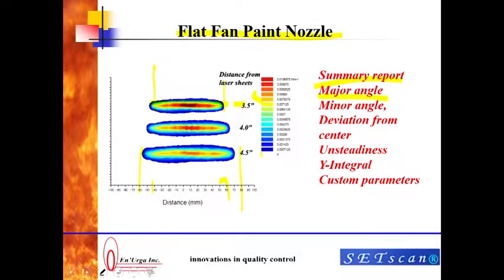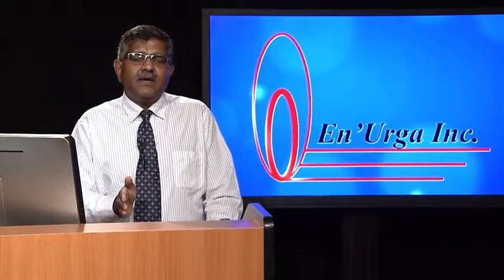For all these different things, the patternator will give you different information, like the major angle, the minor angle, and the deviation from the center. The deviation from the center means that if you draw a straight line through the center of the spray, you can find out how much offset it is from this. This is very important. You want the offset to be very low, so that you are always painting right in the center of your object and not to the side.